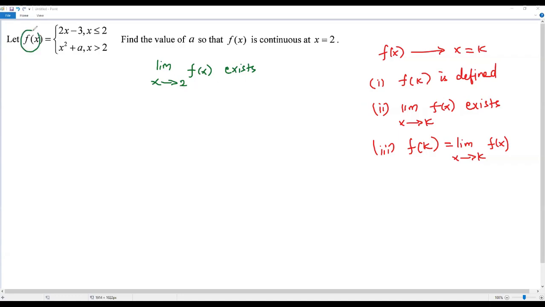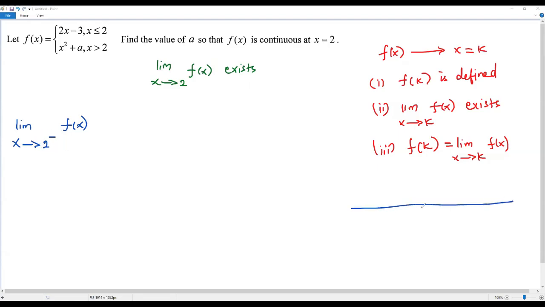Actually, f(x) is a piecewise function. Since the ordinary limit as x approaches 2 of f(x) exists, the left side limit and the right side limit must be finite and equal. Now let me evaluate the left side limit. Let me write it: the limit as x approaches 2 minus of f(x). Here I have put a negative sign at the top right corner of 2, so it indicates x approaches 2 from its left side.